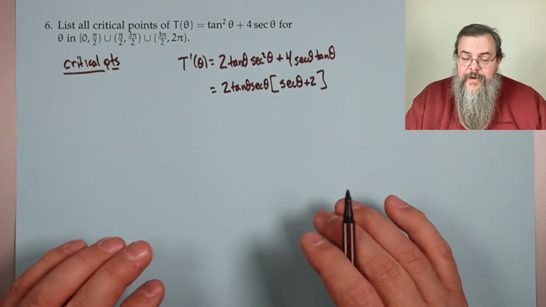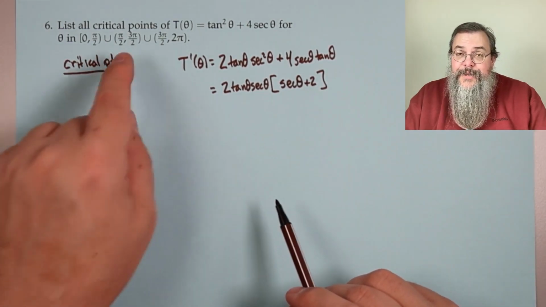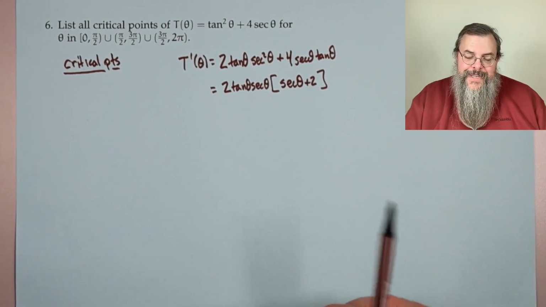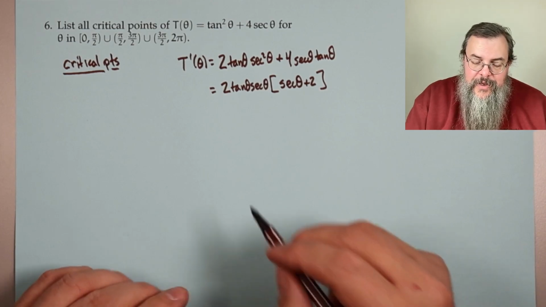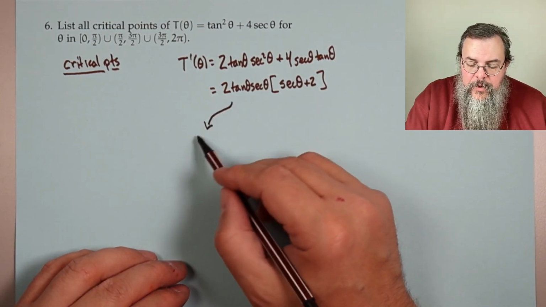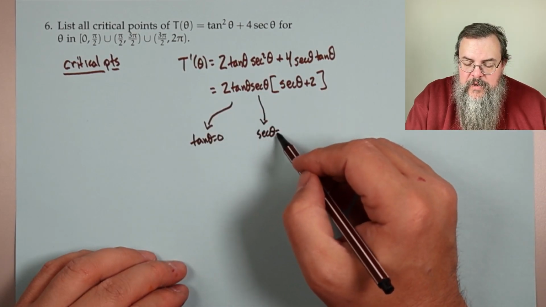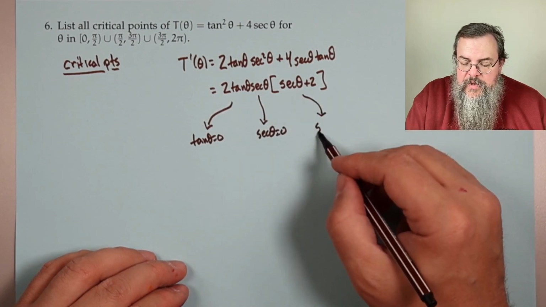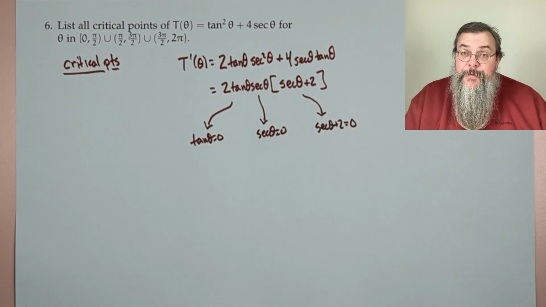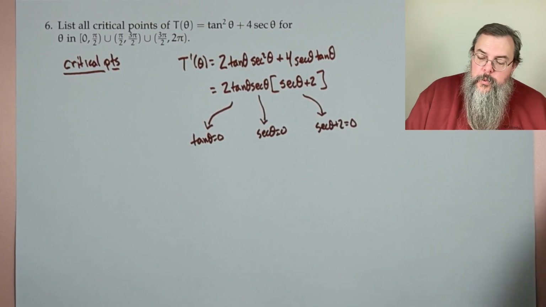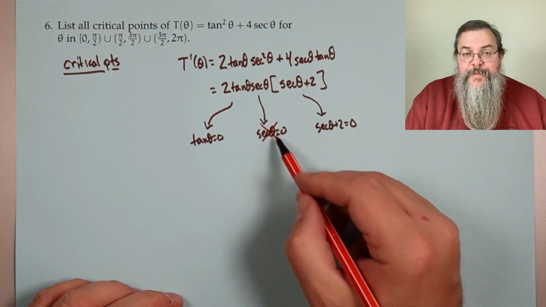Well, is this ever undefined? Well, yeah, if tangent is undefined or secant is undefined, but we've already taken those points out. So, boom, those are gone. Okay, if those are gone, what else do we have to worry about? Well, zeros. So we have a couple of possibilities. When does tangent of theta equal 0? When does secant of theta equal 0? And when does secant theta plus 2 equal 0? One of these three is going to be very quick. Can you tell me which one?